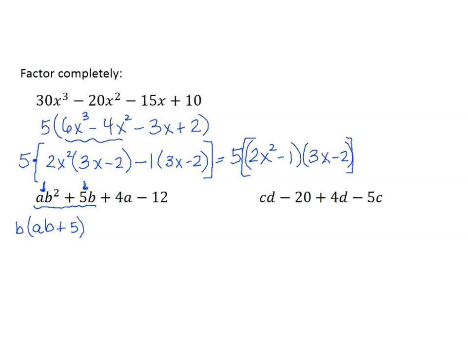All right, in this next one, I can take out a 4. That's all I can take out. There's nothing else. And then I'm left with a minus 3. Now, when you look at what I've got here in the parentheses, they don't match. So I can't factor this. When an expression cannot be factored, it's called prime.